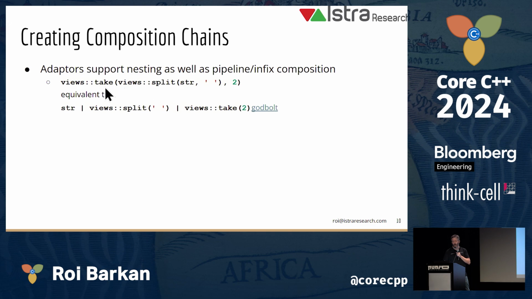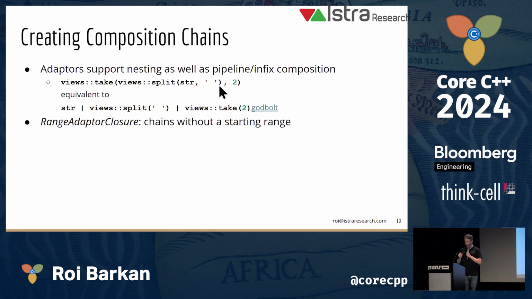Similarly, the take view also takes 2 arguments. It's either the split view and the number 2, either before the pipe and inside the parentheses, are all the same. And then there's the term range adapter closure. Sounds a little scary, I know. What is a range adapter closure?